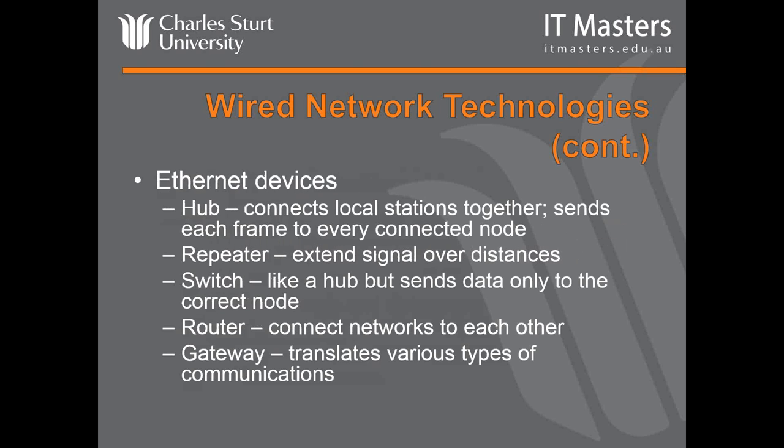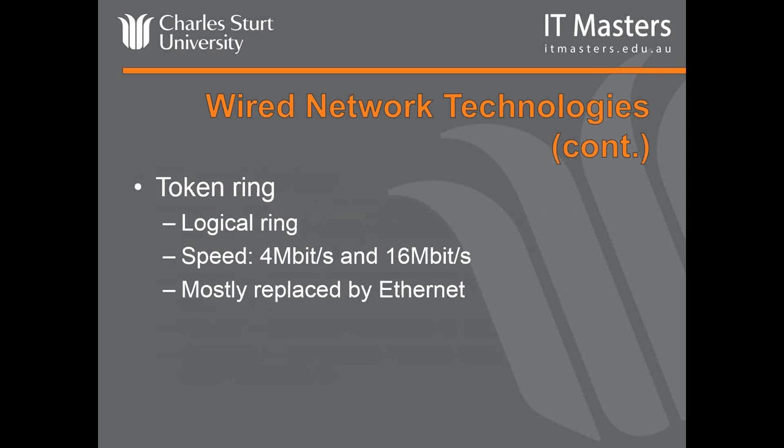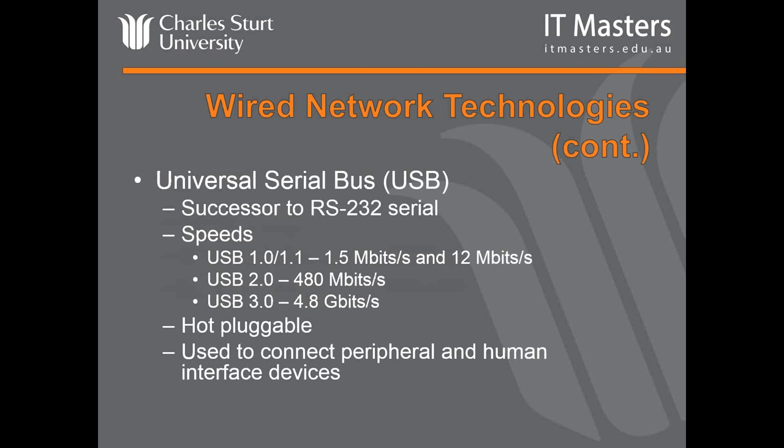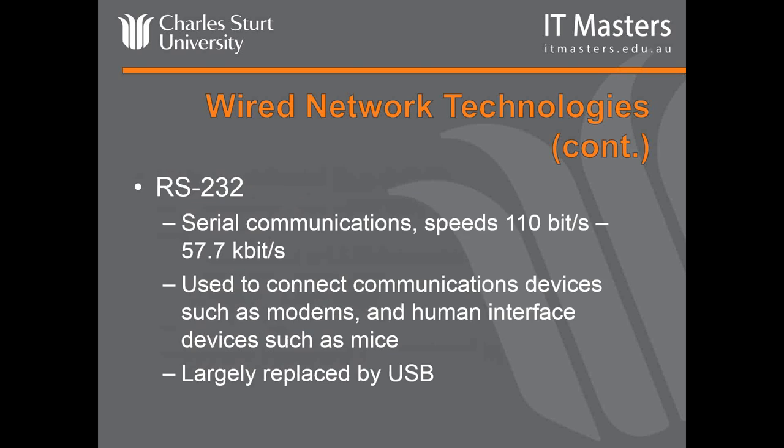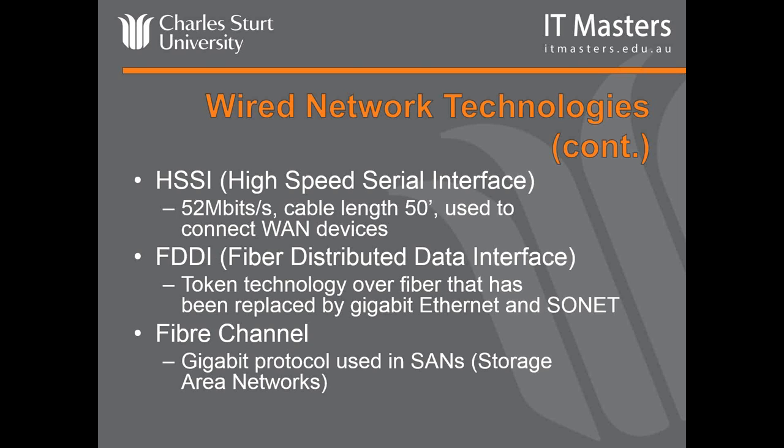Greater speed, etc. You need to know the differences between the different devices there. Hub, repeater, switch, router, gateway. I'm not going to cover off every one of these in as much detail as I'd like to do, but I will be putting up reading for you to do. Token ring, not used much, but you need to know what it is. Universal Serial Bus, USB. It's a successor to RS-232. Have version 1, version 2, and version 3, hot pluggable, and used to connect things. Now, RS-232 is, well, the serial stuff we used to use for modems. So it connects communication devices, fairly much replaced by USB, but if you want to connect to a Cisco router or something like that, you still need it.